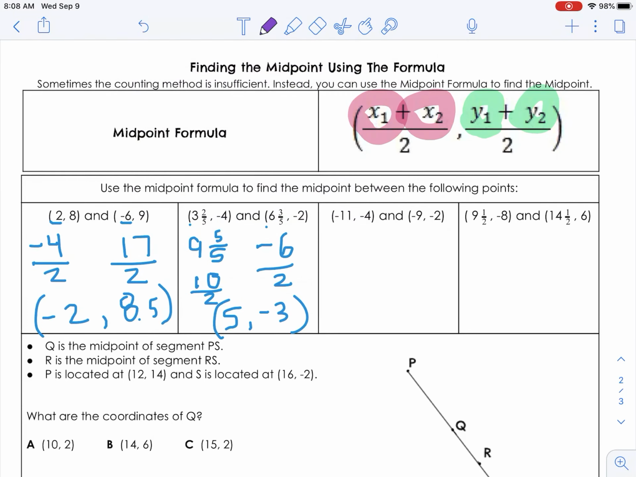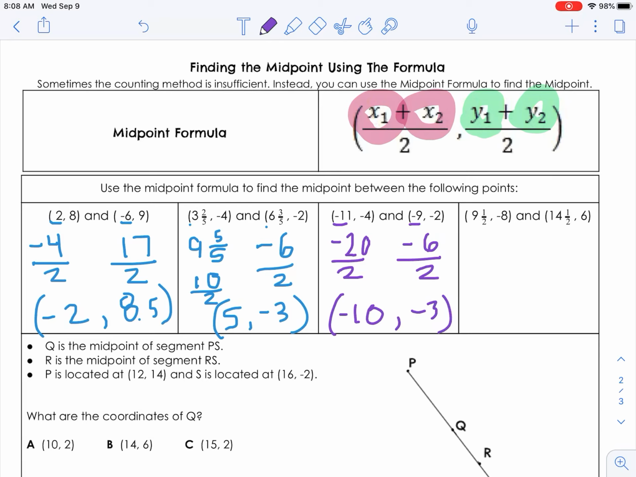All right. The next one, we're going to combine the x's. So we're going to combine -11 and -9, which creates -20. And then we're going to combine -4 and -2, which is -6. Divide our x's by 2, divide our y's by 2, -10, -3.